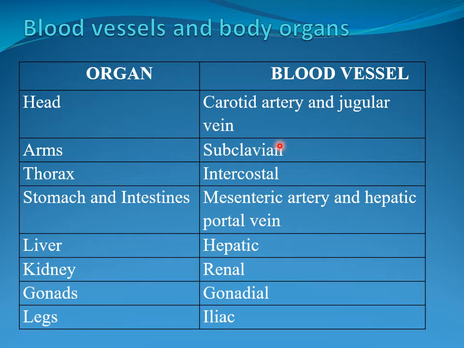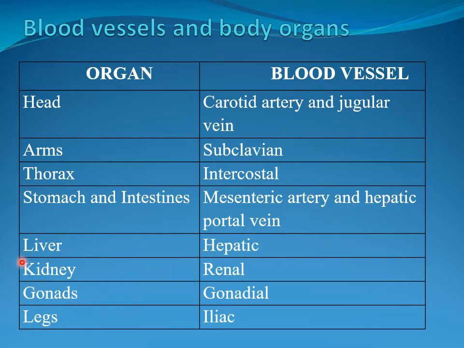Take note, we say this is systemic circulation, and it involves all arteries that carry oxygenated blood and all veins that carry deoxygenated blood. So in this case, the artery is carrying oxygenated blood into the organ. Which means the subclavian artery is carrying oxygenated blood to the arms, and the subclavian vein is taking away the deoxygenated blood from the arm.